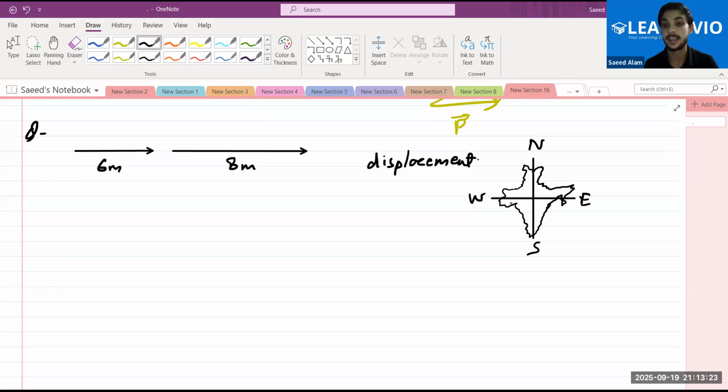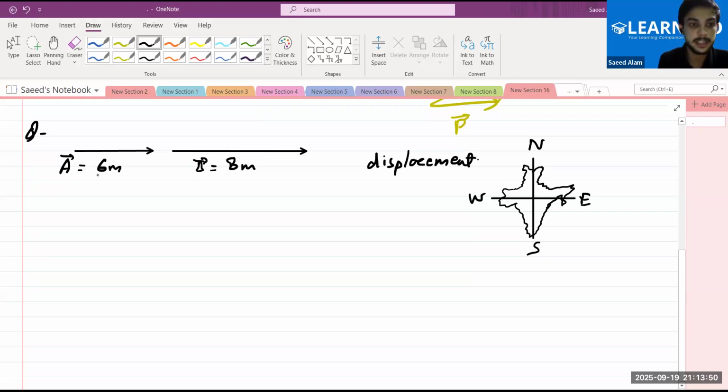So if I had shown this, I can say that 6 meter is the displacement in the east direction, and 8 meter is also the displacement in the east direction. Are you with me till this discussion? Yes or no? Yes. Okay. Now, I'm marking this as A vector and I'm marking this as B vector.